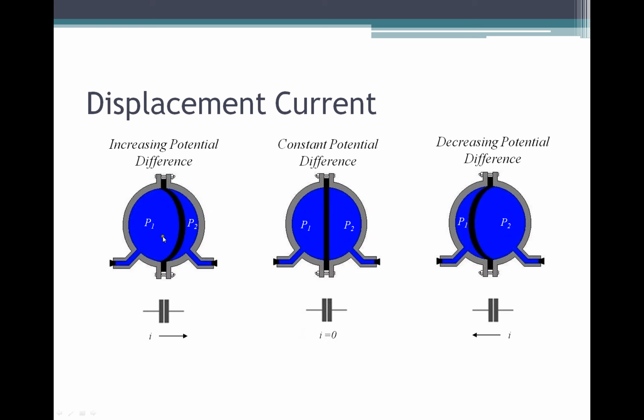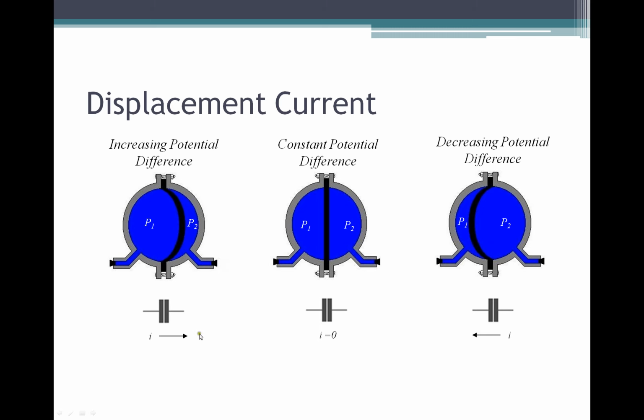So if we increase the potential difference, as we are increasing the potential difference on the P1 side, or the pressure on the P1 side relative to the P2 side, it's going to look like there's liquid flowing out of the right-hand side of our tank here.